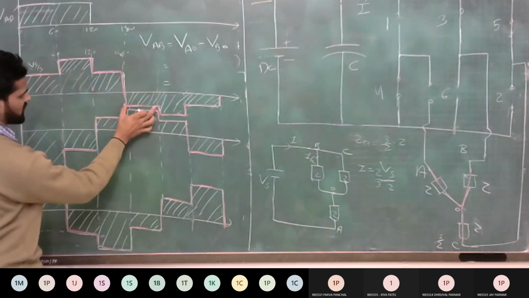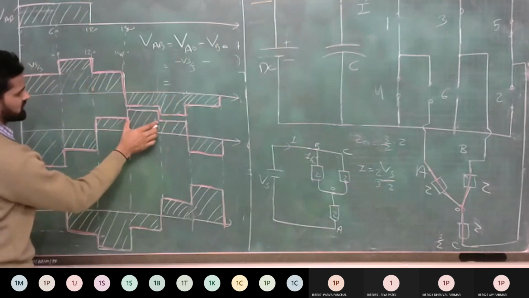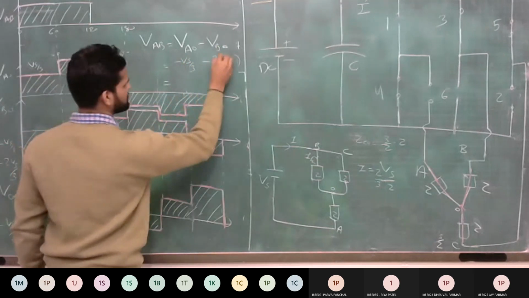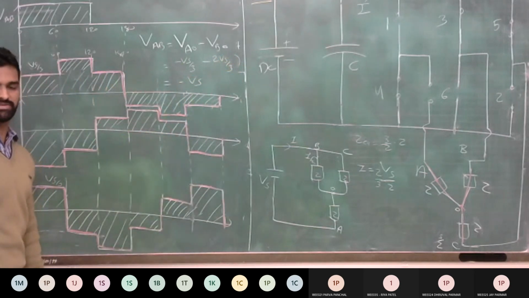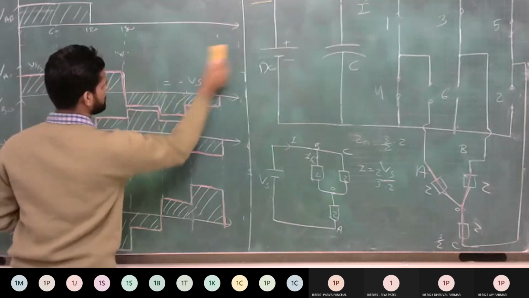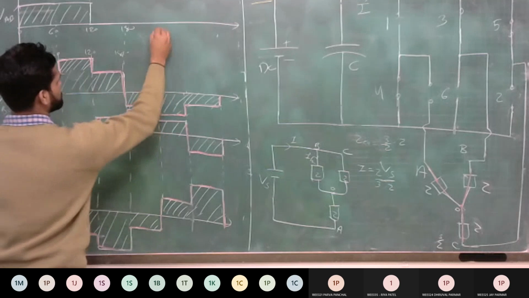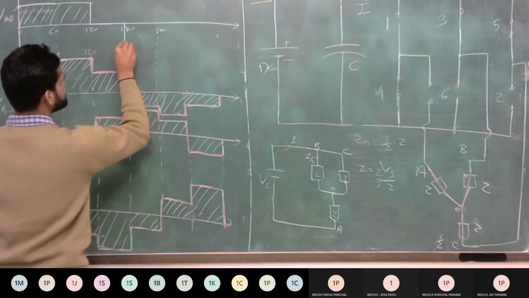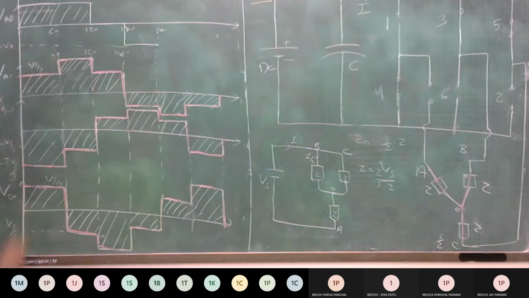In the same way, the fourth interval. In the fourth interval VAO is what? Minus Vs by 3 minus VBO. VBO is what? Plus 2 Vs by 3. So it is how much? Minus Vs. Yes or no? Fourth interval. So in the fourth interval, between 180 to 240, you get the voltage minus Vs.